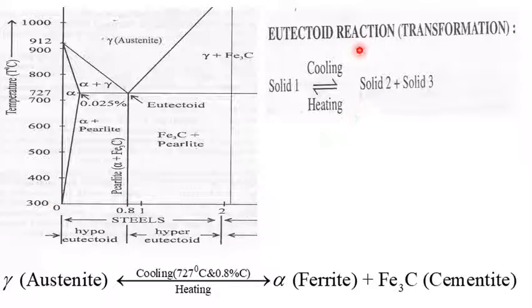The eutectoid mixture you get here is pearlite. Pearlite is very soft in nature, and it is a mixture of alpha plus Fe3C. How that structure looks and how it nucleates, we'll see one by one. For the time being, just note that austenite gives rise to alpha ferrite plus Fe3C, and pearlite is a mixture of alpha and Fe3C. That is the eutectoid reaction, which occurs at 727 degrees Celsius and 0.8% carbon.